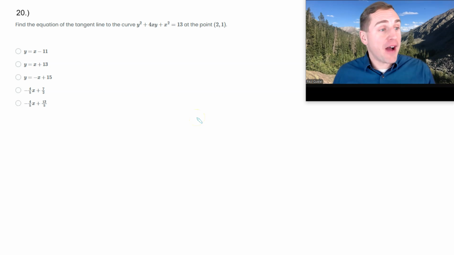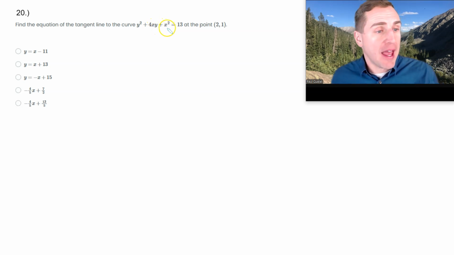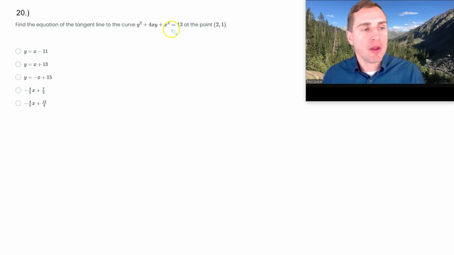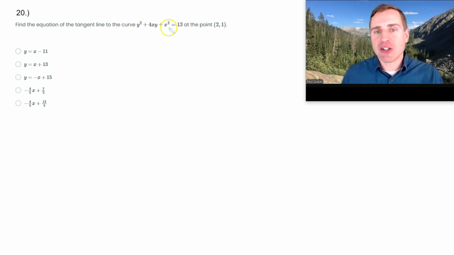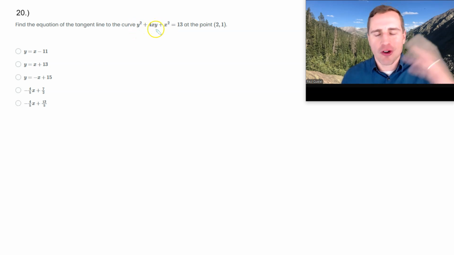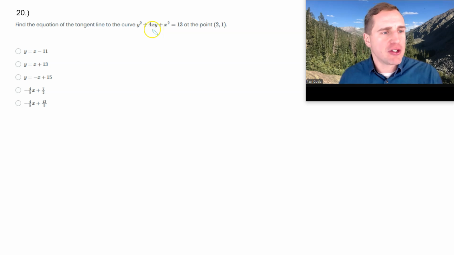So here we have, find the equation of the tangent line to the curve y squared plus 4xy plus x squared equals 13 at the point (2, 1). Well, notice, again, this is a relation, because if y was like f of x, then y squared and y in there, they're kind of mixed and interrelated to each other.